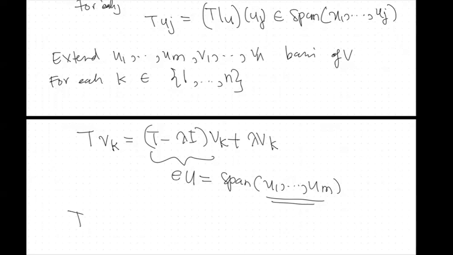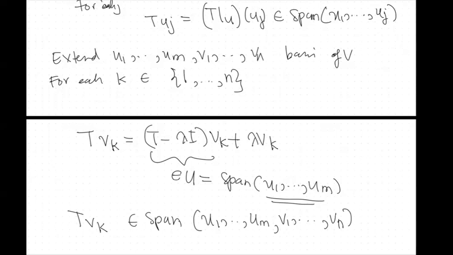This means that our T(v_k) is in the span. This one is in the span of u, and then this is in the span of v_1 to v_k. This is in the span of the entire collection, u_1 up to u_m, and then v_1 up to v_n.